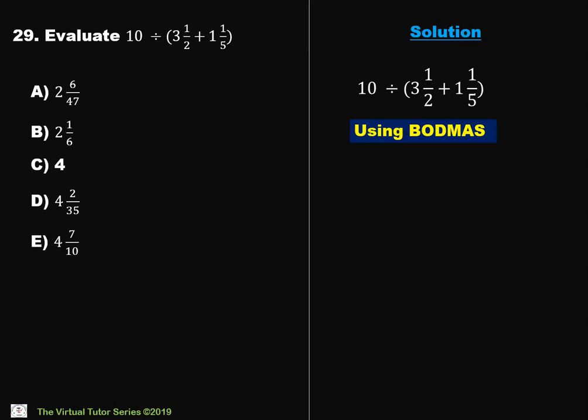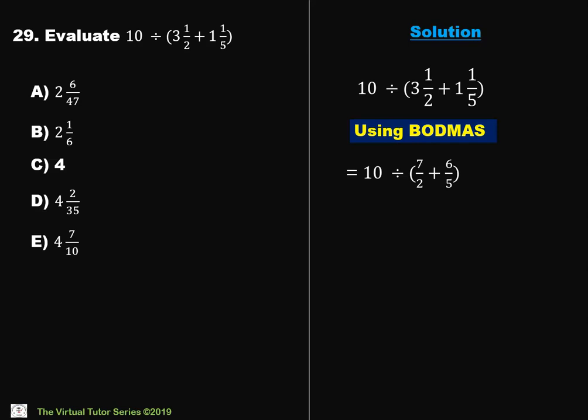To do that, let's first change the mixed fractions to improper fractions. So 2 times 3 is 6 and 6 plus 1 is 7, giving us 7 over 2. And we have 5 times 1 to be 5 and 5 plus 1 to be 6, giving us 6 over 5. So our expression now becomes 10 divided by, in bracket, 7 over 2 plus 6 over 5.